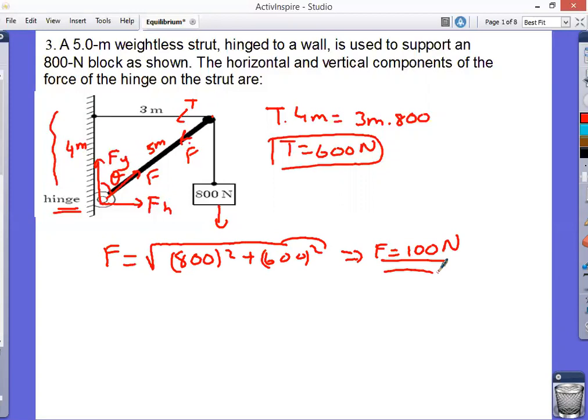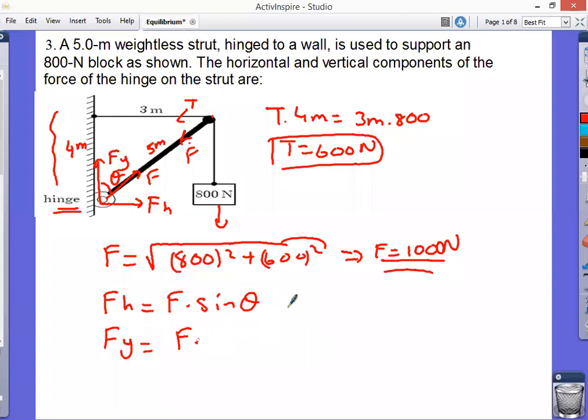So now it's easy, 1000 Newton. Now it's easy to find horizontal and vertical components of the force. To find the horizontal component, we can use trigonometry over here. F times sine theta will give us the horizontal component. And for the y component, for vertical component, we are going to use F times cos theta. Okay.